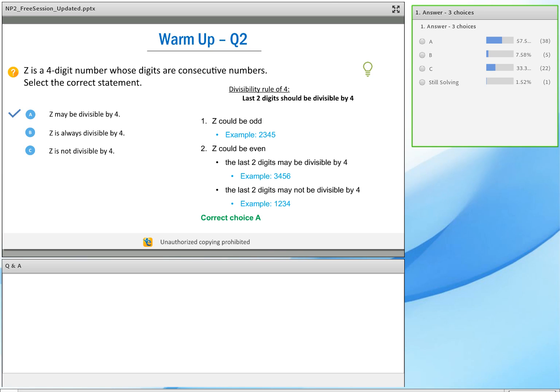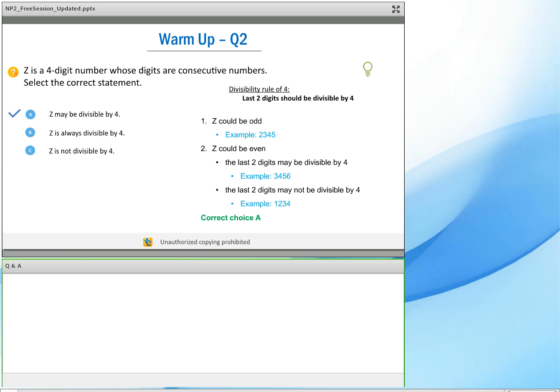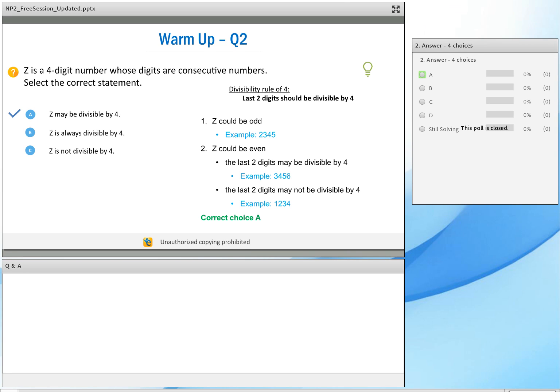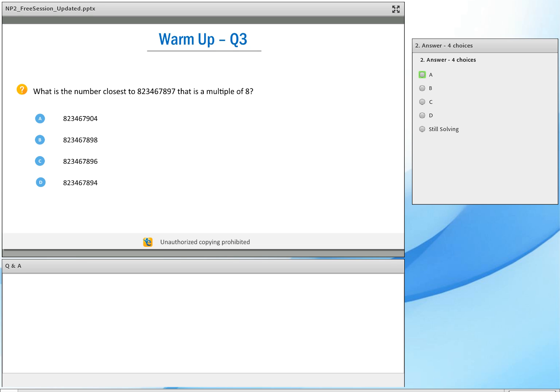All right. In the next question, we're going to have 4 answer choices. I'm going to change the poll over here. Here is my next poll. Again, you guys know the drill. You have to select still solving. All right. I like the participation. Here is the next question.